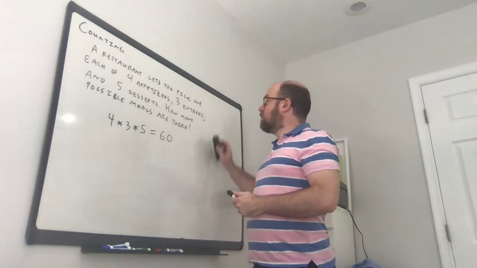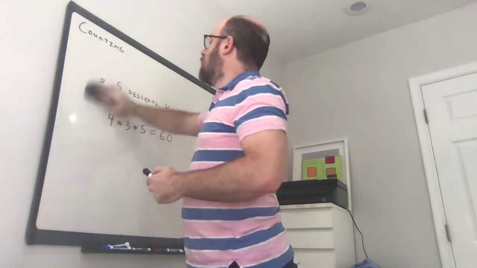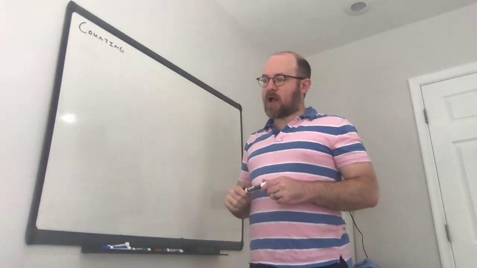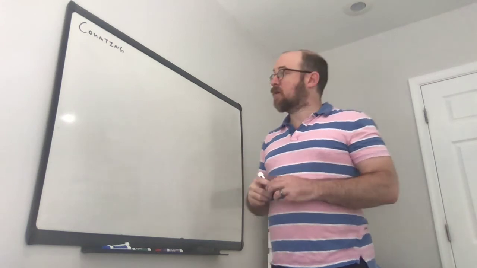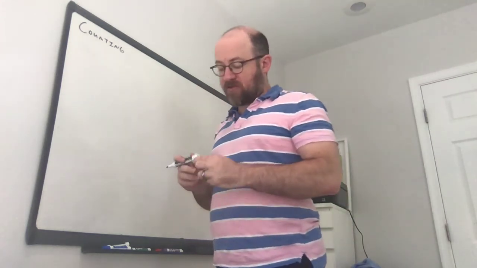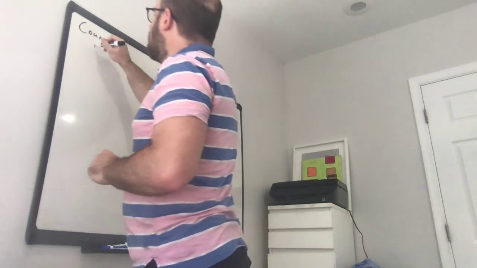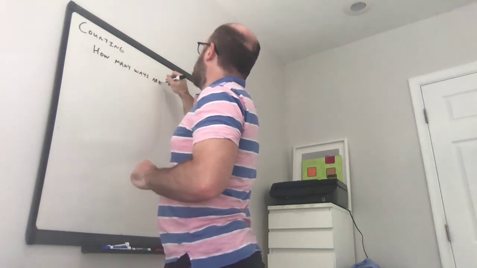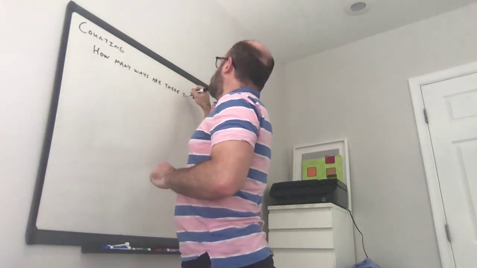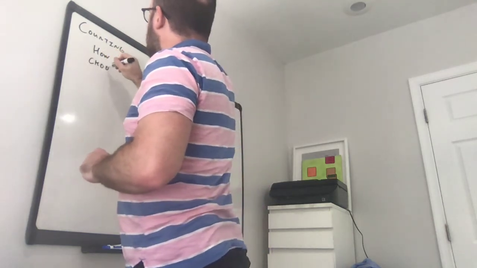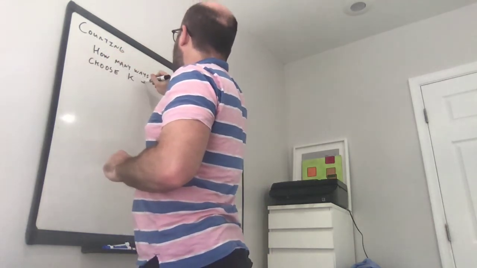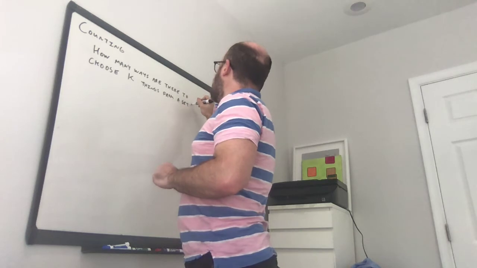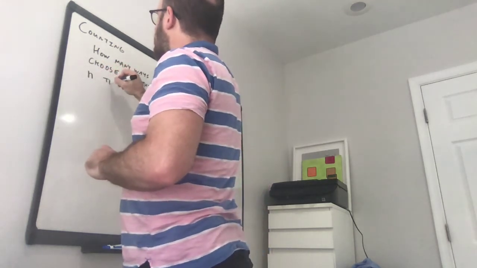Okay? So the first thing that we're going to think about is, when you talk about making choices, the big question that we're looking at in counting is: how many ways are there to choose k things from a set of n things.